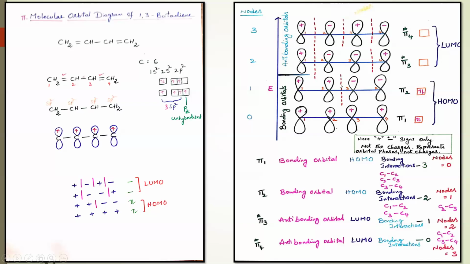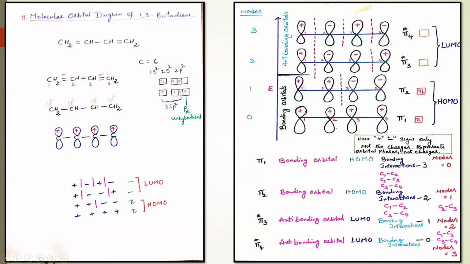So, this is the nodal plane. The nodal plane is in between C2 and C3, so there is no bonding interaction. That's why plus and minus are put. These are anti-bonding interactions.